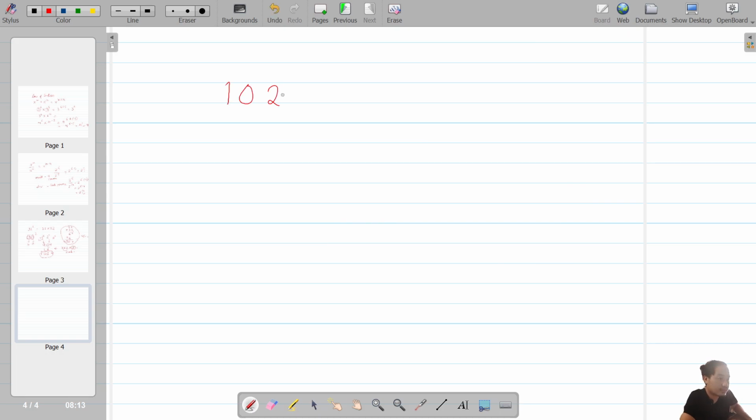So say 1024, the square root, the square that we have just found out. Let's do it by using the LCM method first. 2 5s are 10, 2 1s are 2, 2 2s are 4.